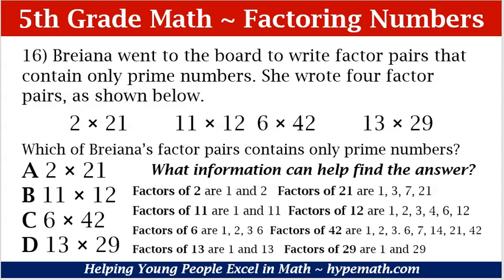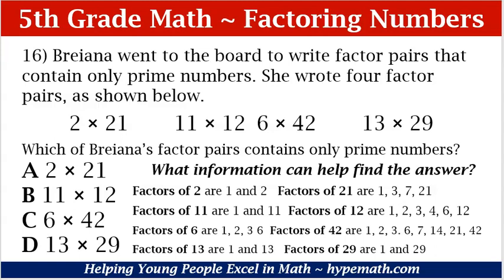For B, 11 times 12, the factors of 11 are 1 and 11. The factors of 12 are 1, 2, 3, 4, 6, and 12. C is 6 times 42. The factors of 6 are 1, 2, 3, and 6. The factors of 42 are 1, 2, 3, 6, 7, 14, 21, and 42.